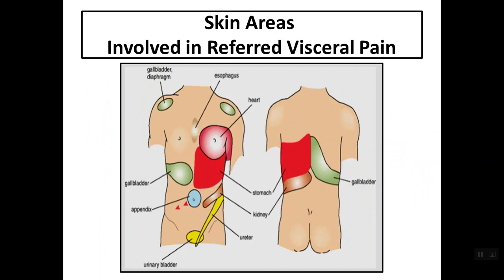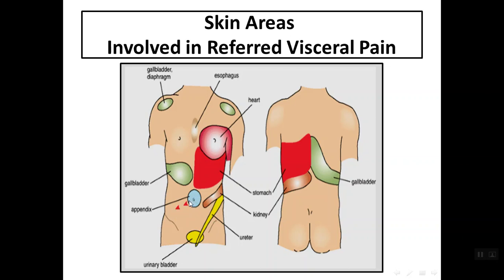These are the skin areas involved in referred visceral pain. This is a referred visceral pain. We can see that the pain from the appendix, for example, is first felt by the patient in the umbilical region, and we can appreciate that the appendix is lying in the right iliac region. So why does the patient feel the pain in the umbilicus while the appendix is located in the right iliac region?